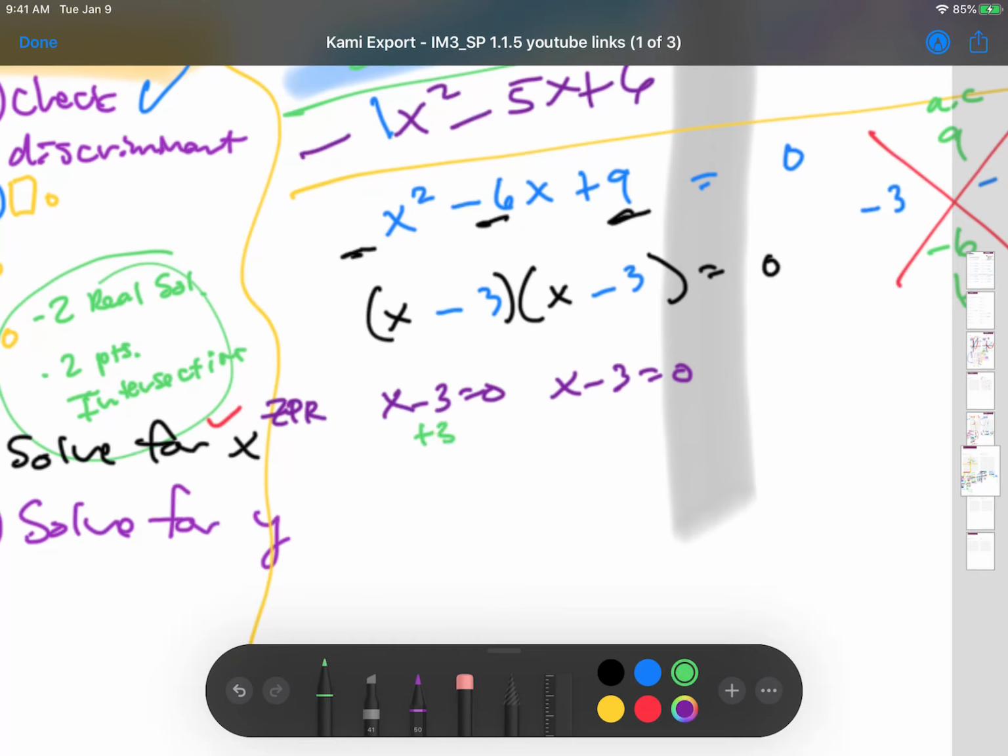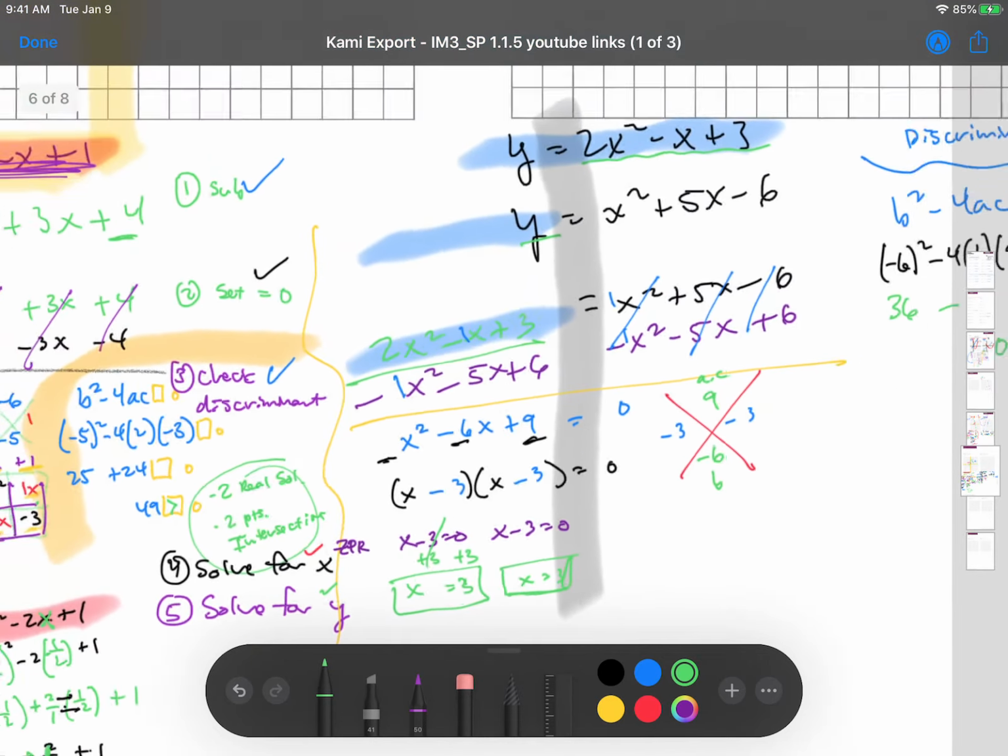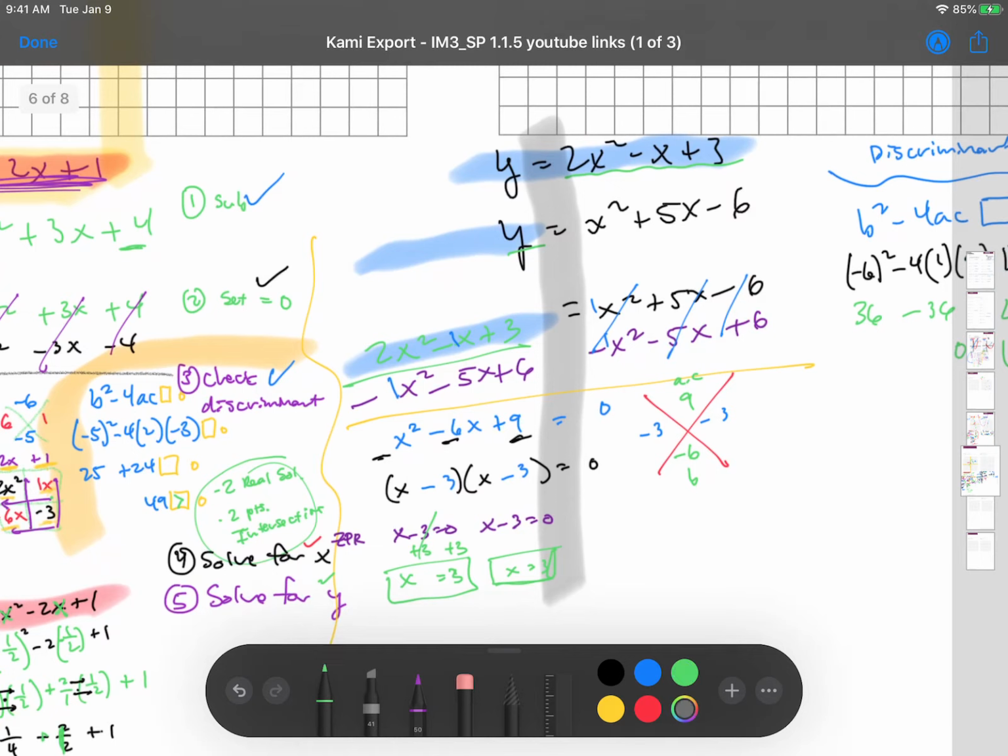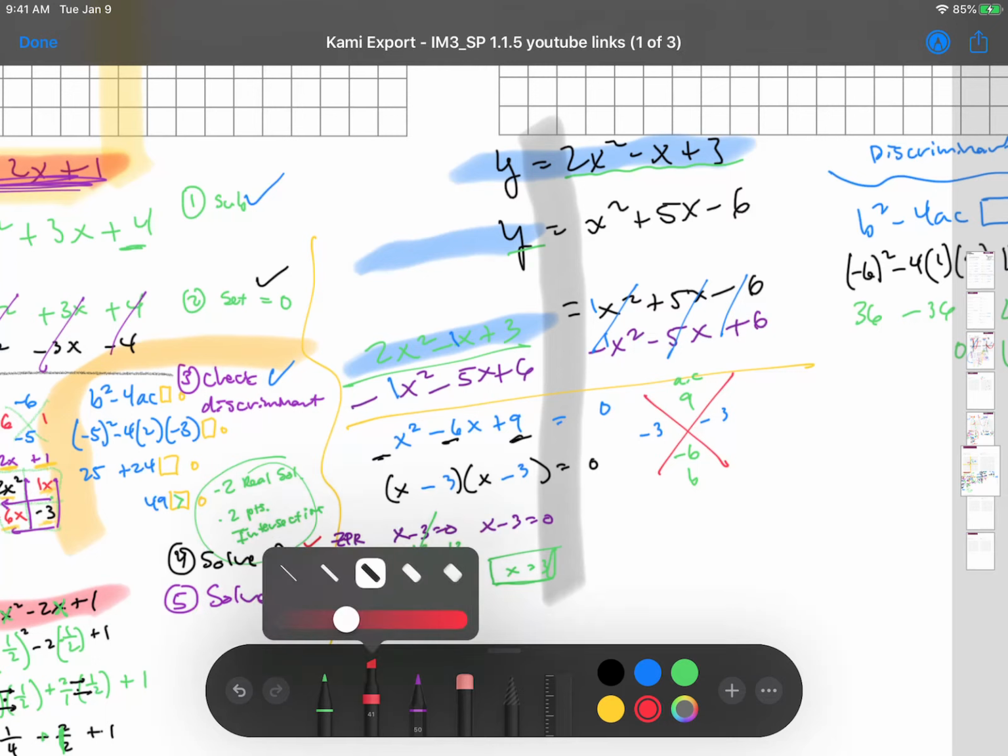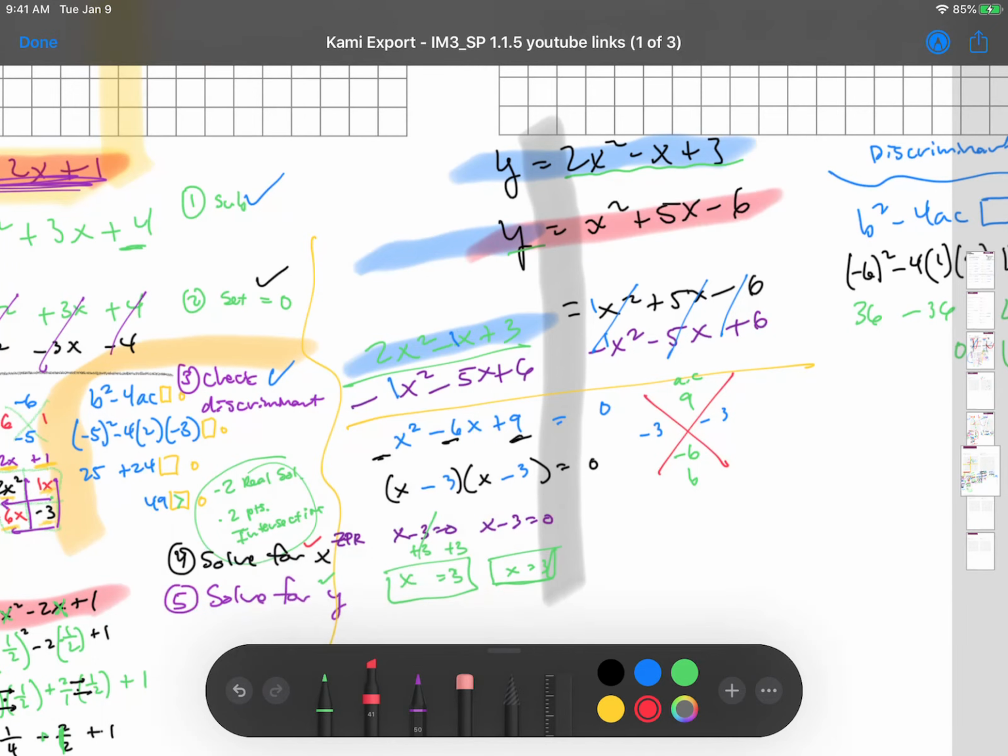So you can just do it once because it's the same thing. x equals 3. It's the same thing over here, right? x equals 3. And essentially they call that a double root. It's the same answer, you can just do it twice. So solve for y. How do I get a y now? Look above. You can pick any one of these that you want. I would recommend picking the one that has the smallest numbers. So I'm going to use this one.